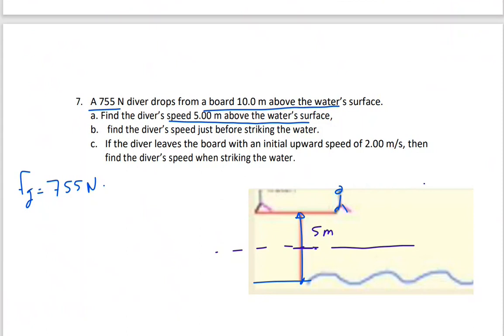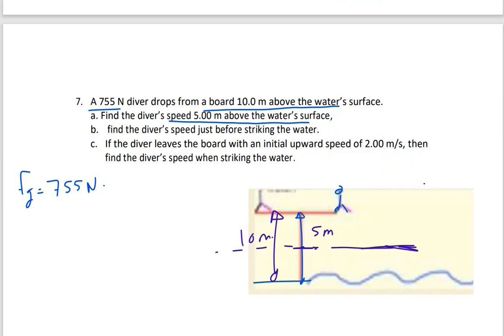All multiplied by 1. The question already did it wrong. All is how much? So find the diver's speed 5 meters above the water surface, which is what? 10 meters. So the diver is here.